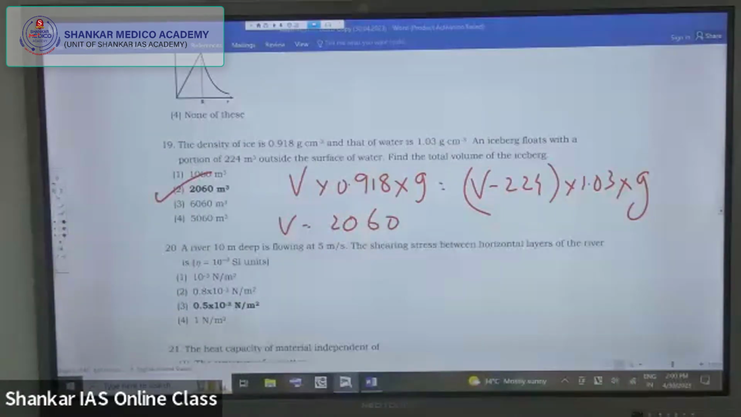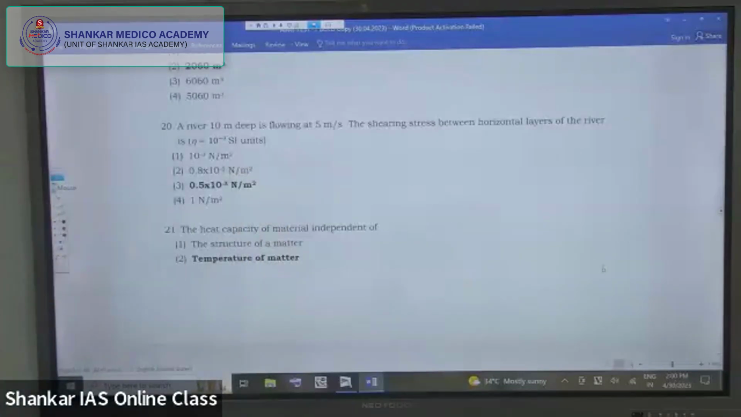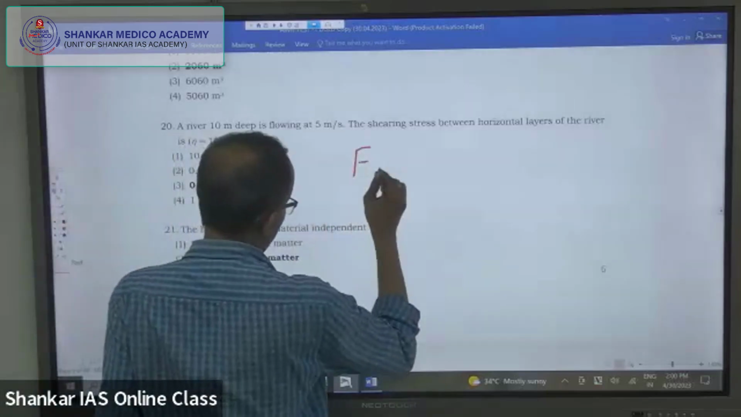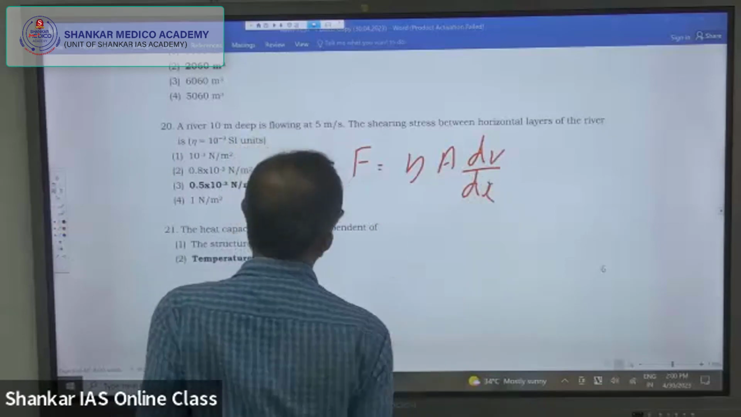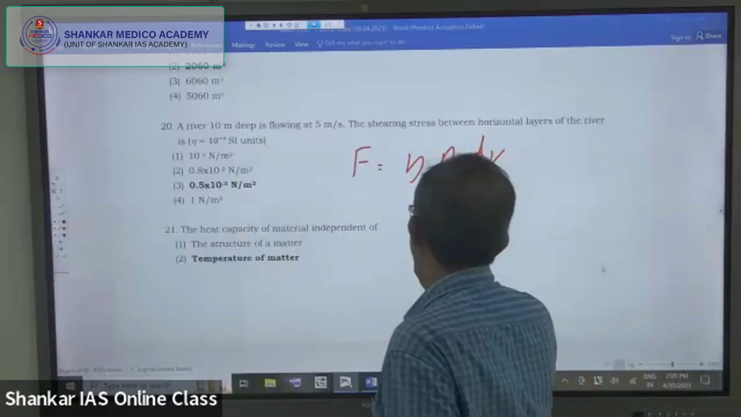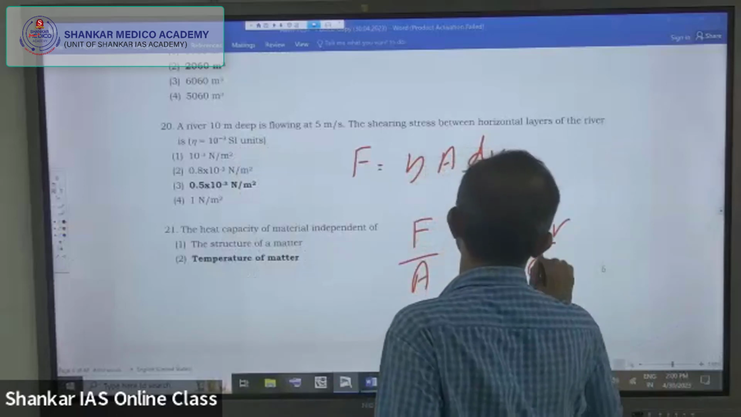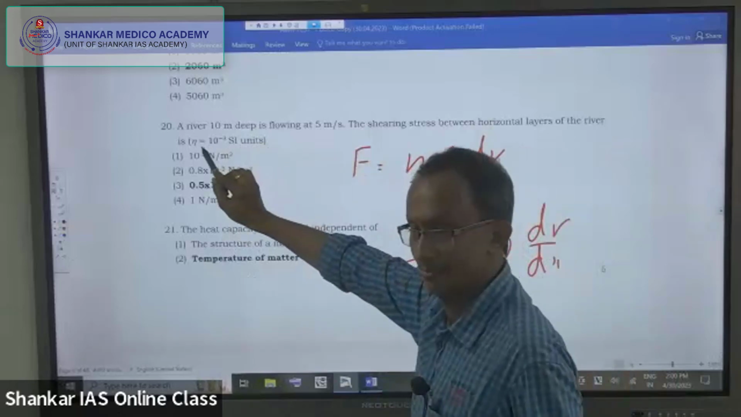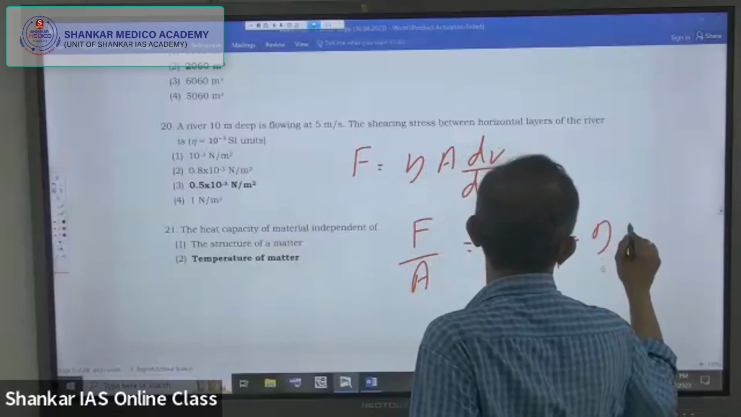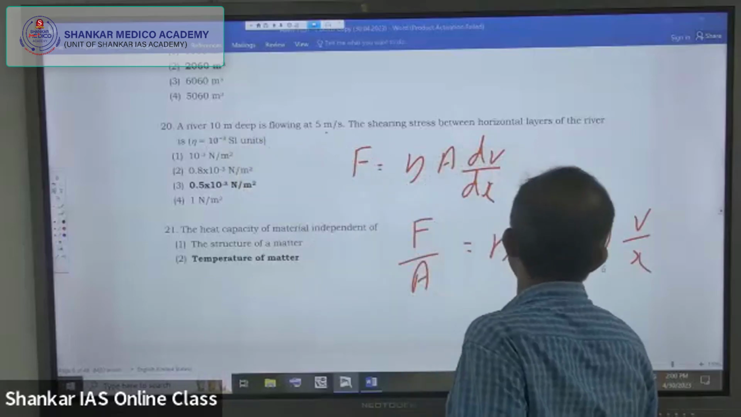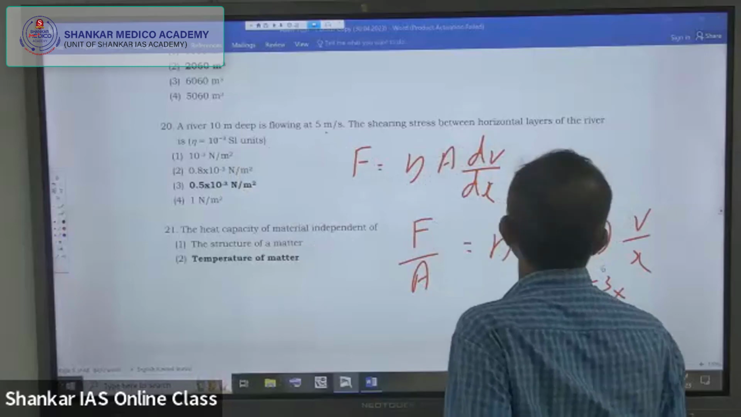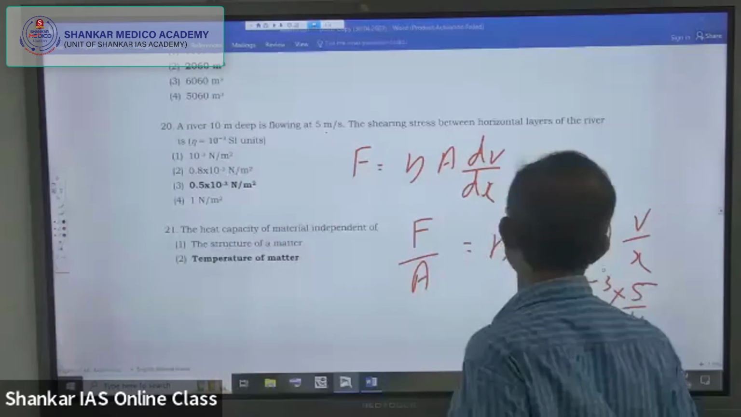So next, a river 10 meter deep is experiencing a viscous force. The relation for viscous force is F is equal to... Here my option is the third option. Anybody got the answer? Option? Sandhya. F equals eta A dV by dx. Here, shearing stress is asked. So F by A equals eta dV by dx. Eta is given as 10 raised to minus 3. dV means velocity, so you can write eta V by x. V is 5 meters per second, x is 10 meters. So 10 raised to minus 3 into 5 divided by 10. Answer is 3.